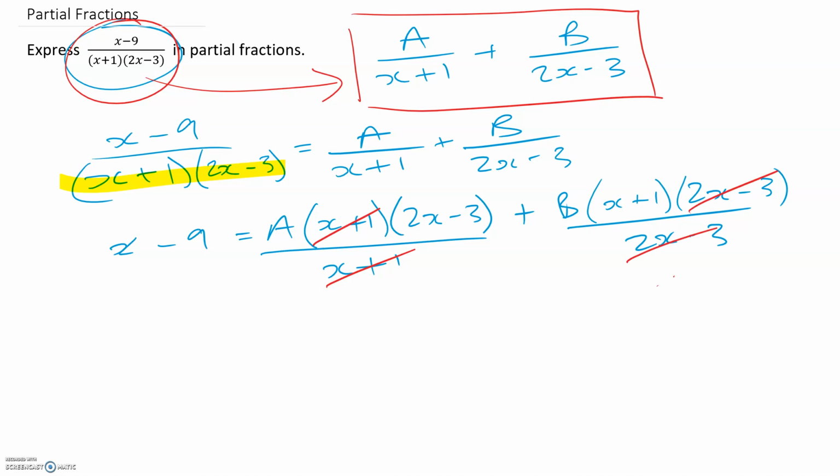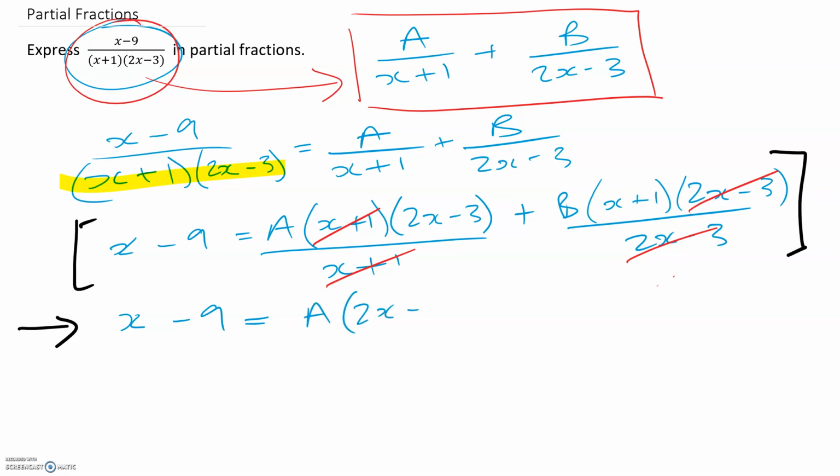Now when you're doing questions like this, you can go straight into this step here. So you don't really need this bit here, so I'll put it in a bracket. But it explains where this line comes from. So we've got this now. And remember, all we want to do is work out what a and b are. Now, there's lots of different ways of doing that.